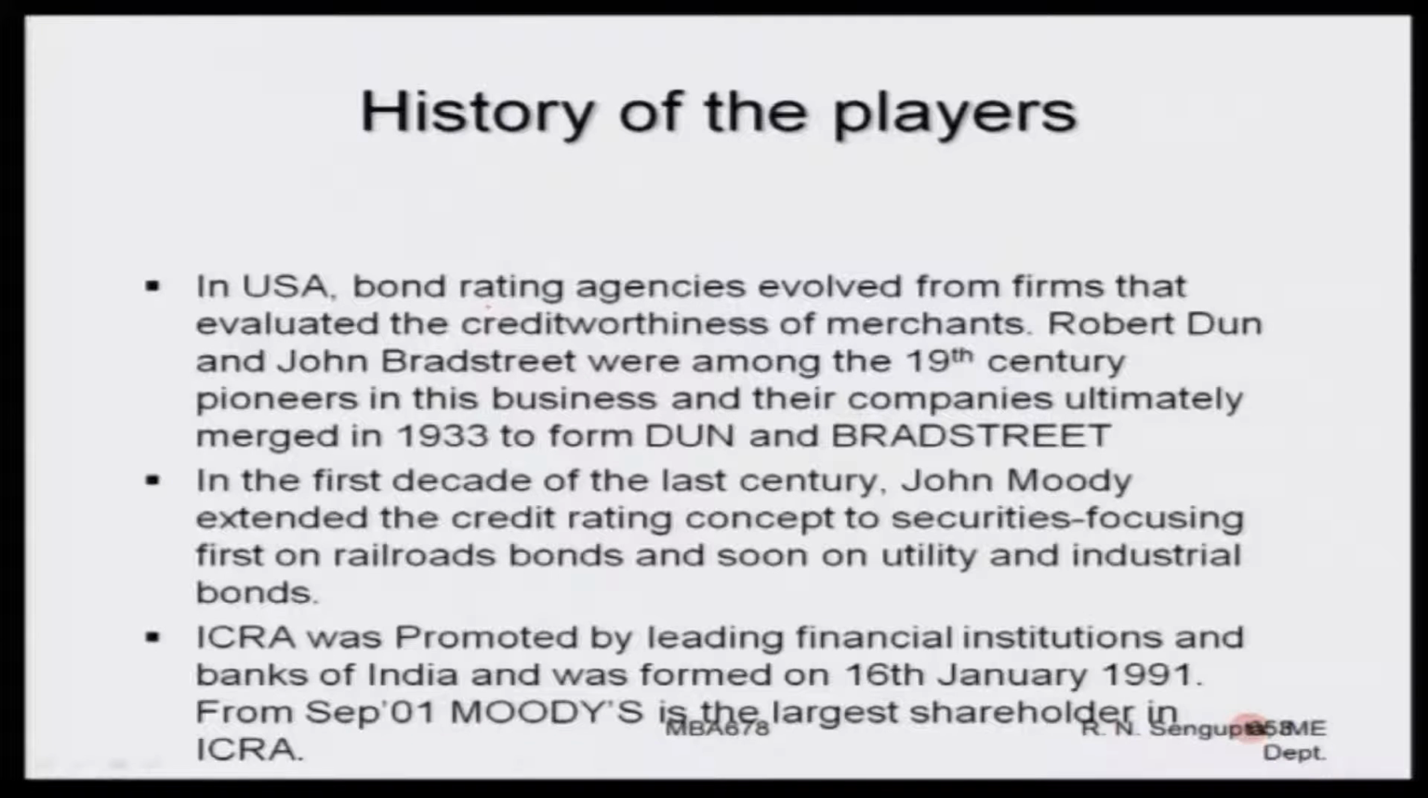In the US, bond rating agencies evolved from the firms that evaluated the creditworthiness of merchants. Robert Dun and John Bradstreet were among the 19th century pioneers in this business, and their companies ultimately merged in 1933 to form the company Dun and Bradstreet, which we have already heard of and know. If you read the papers on the historical development of finance, or check any good book, you will find all these details there.